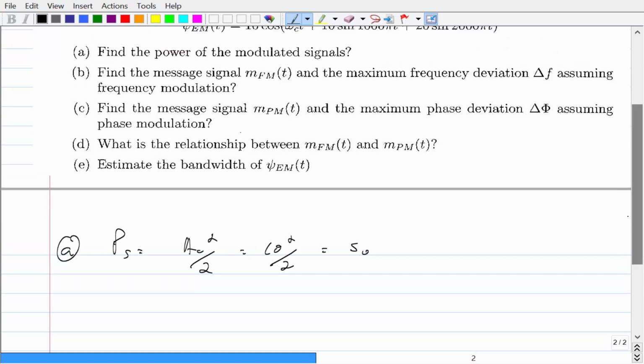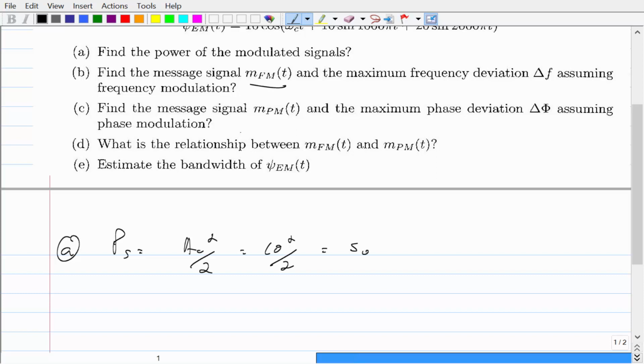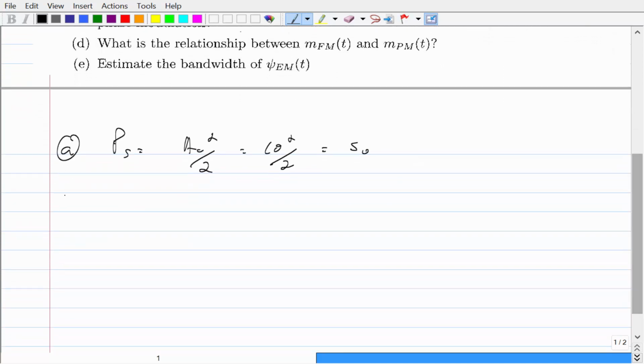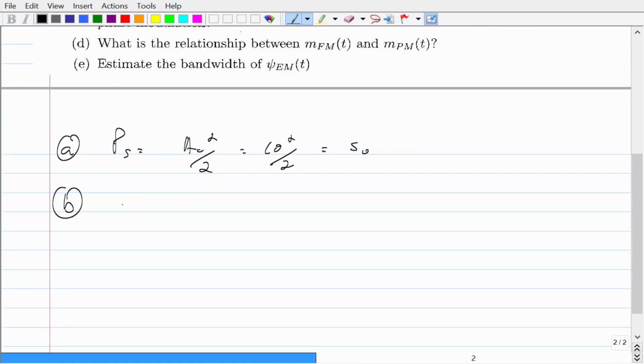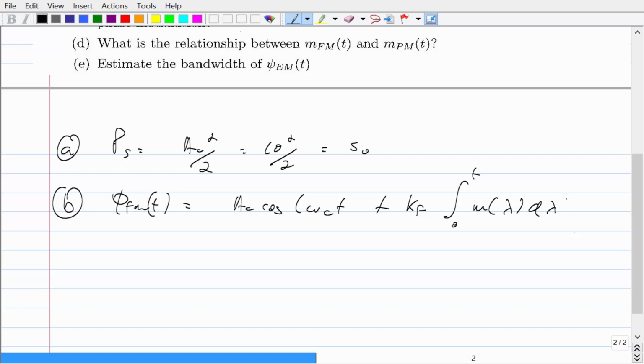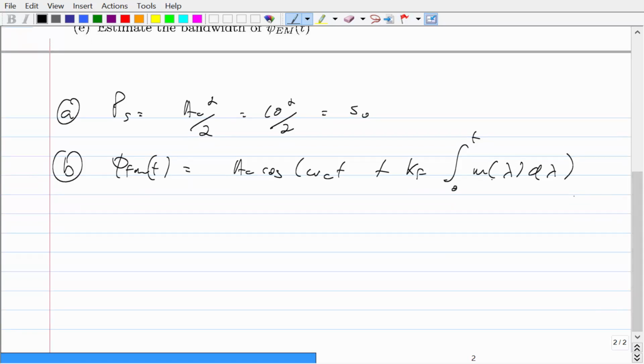All right, so part B. Assuming we have frequency modulation, we need to determine what the original message signal was, and determine the maximum frequency deviation, delta f. If you remember the definition of frequency modulation, it was A_c cos of omega_c t plus some sensitivity k_f times the integral from 0 to t of m of lambda d lambda. So this is the definition of a frequency modulated signal.